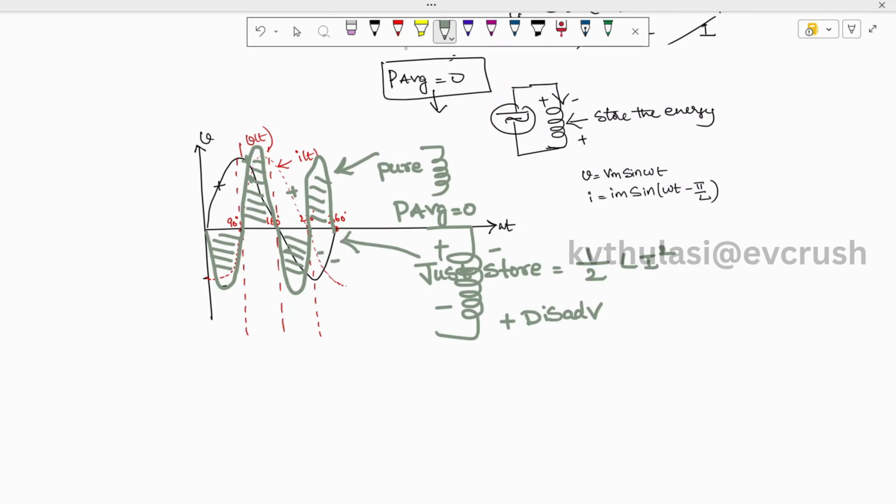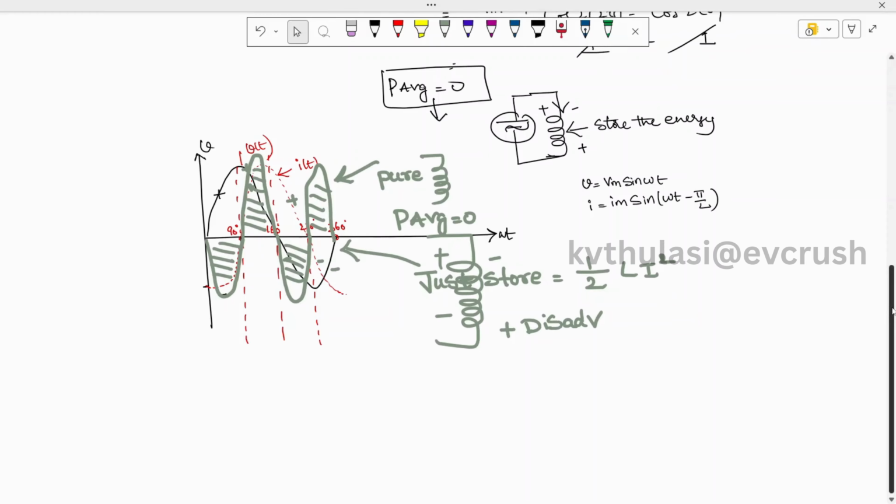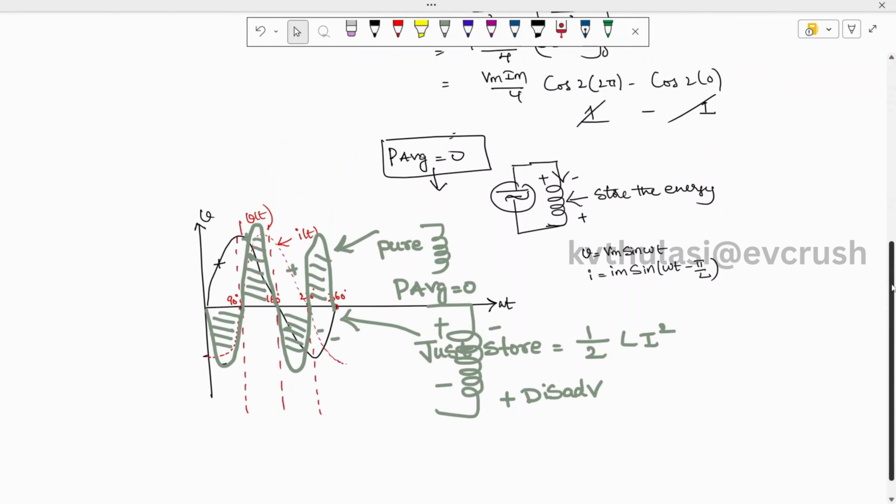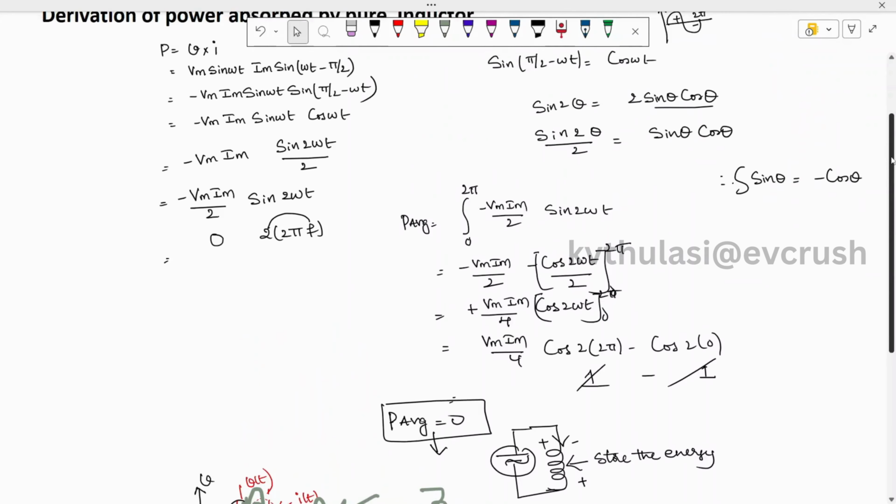Okay, so this is all about how to understand the power consumed by our inductor, and the average power is 0 and energy stored is half L I square. This is what the derivation is concerned.